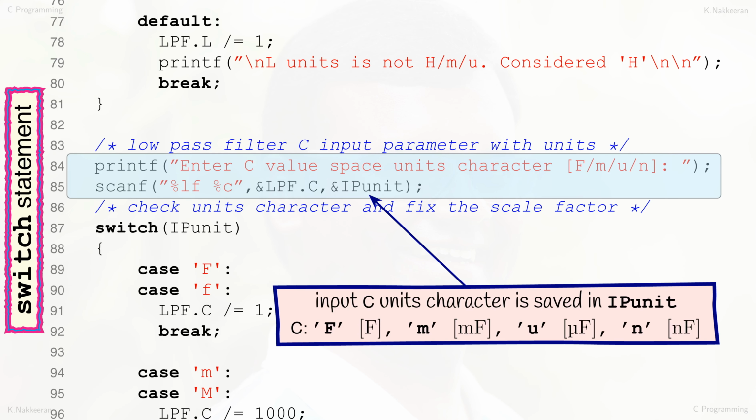Line 84, the printf statement, displays the message on the monitor to inform the user to input the C value and an alphabet character, either uppercase F or M or U or N, respectively for farad or millifarad or microfarad or nanofarad units for the capacitance. Using the line 85 scanf statement, the keyboard input C value and units alphabet character are respectively stored in the memory address locations of LPF.C and IP unit. Note that the IP unit character variable value is now overwritten with the capacitance unit's input character. This can be used for rescaling the input capacitance value stored in the LPF.C double variable memory location.